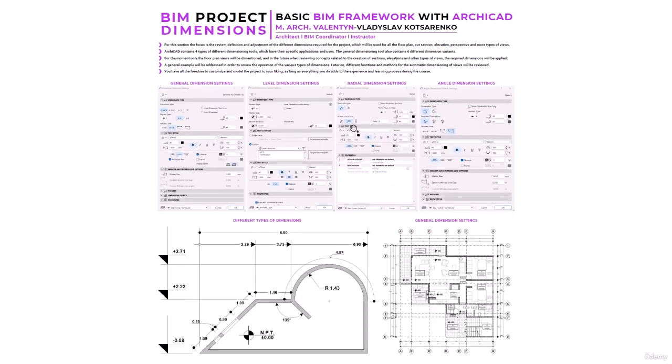And once you're done with the grids, we jump into the dimensions of the project. I'm going to explain once again how you can use different types of dimensions within this small example, and then we're going to dimension the whole project. I'll also explain some automatic tools on how you can automatically dimension the floor plan for your project.